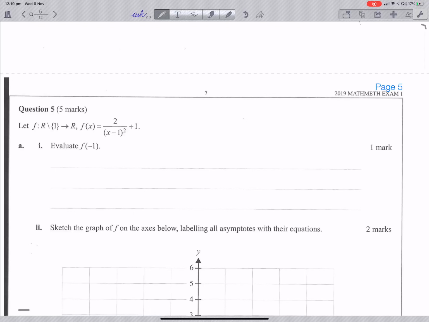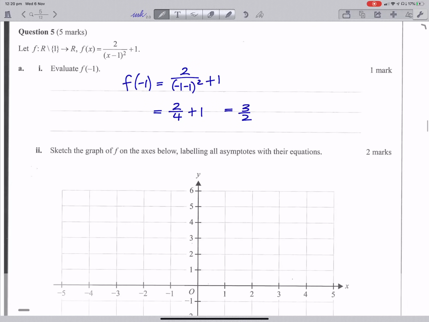Okay, there's our function, f of negative 1. So f of negative 1 is 2 on negative 1 squared plus 1. That's going to be 2 on 4 plus 1, which is 3 on 2. Not too bad so far. Sketch the graph labeling asymptotes.